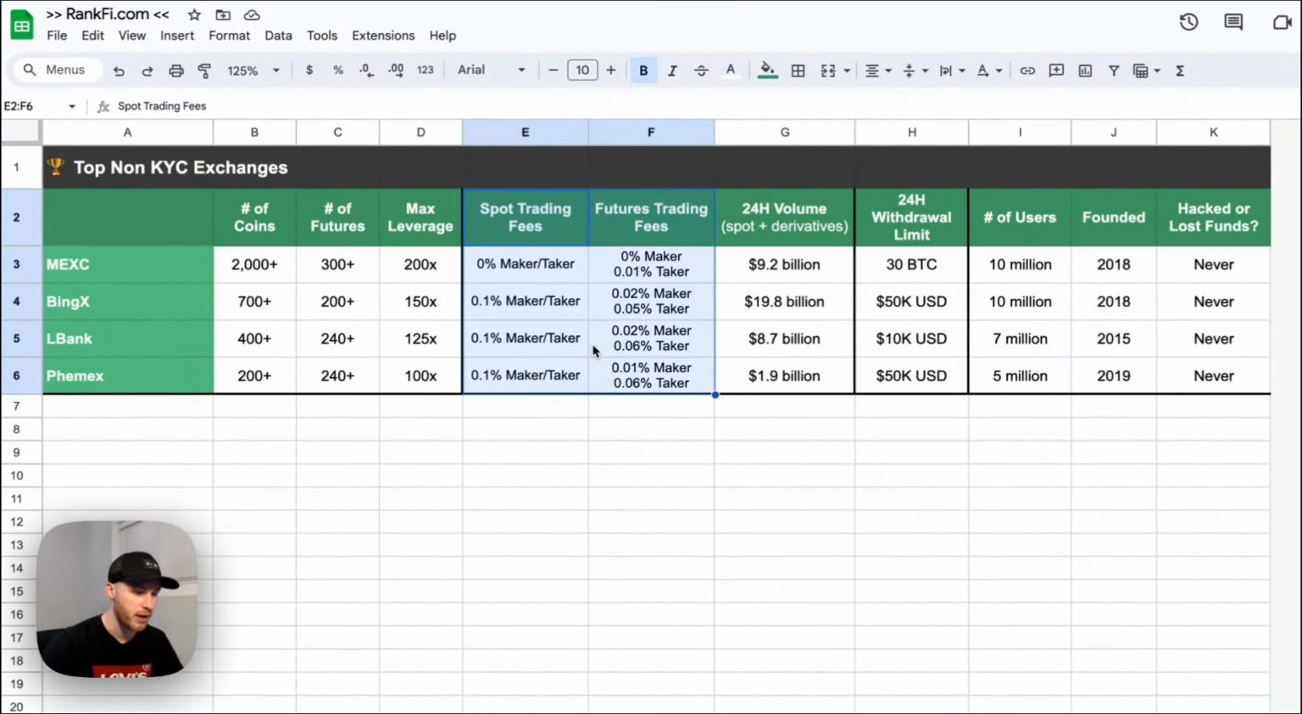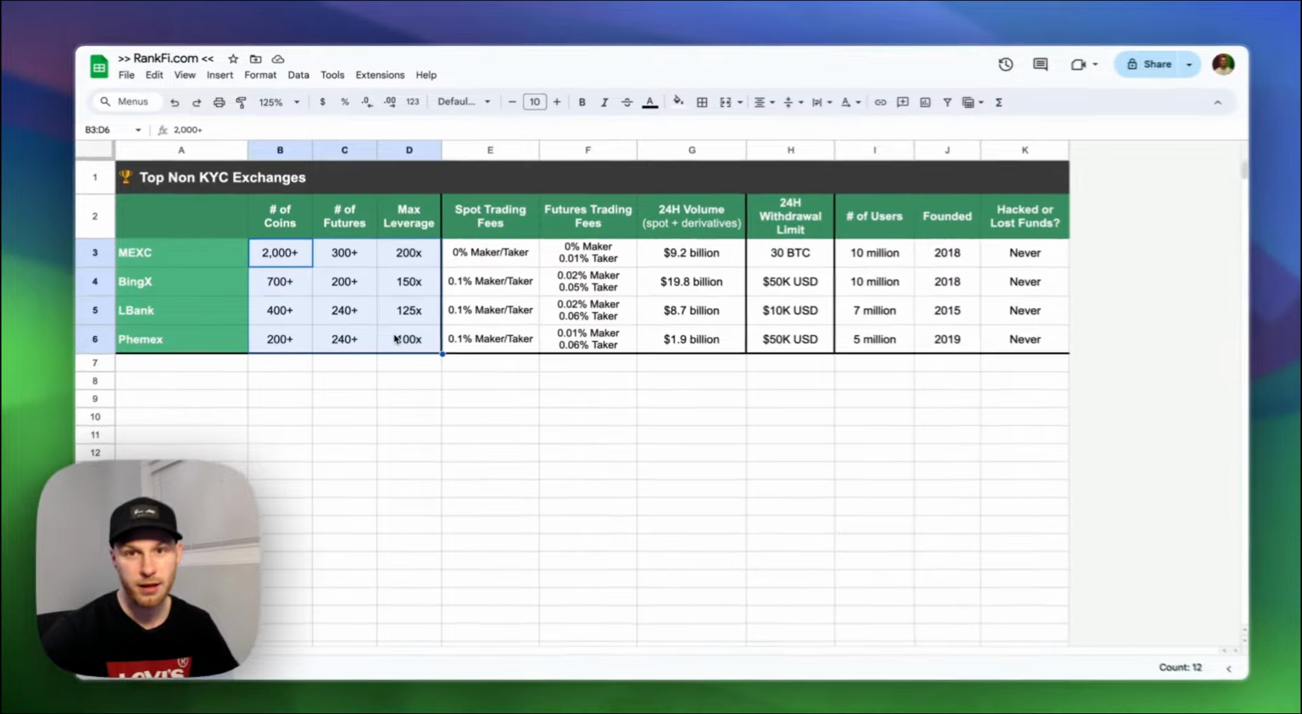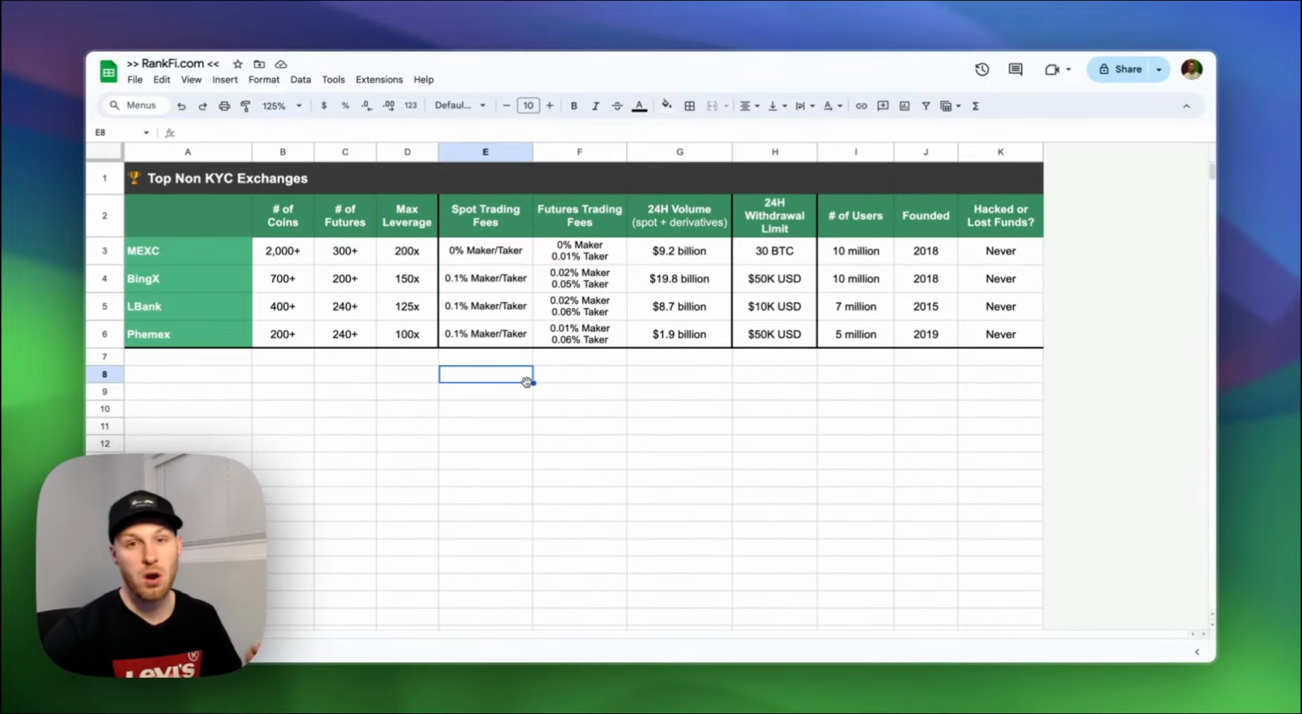They all have low trading fees, substantial trading volume, millions of users, and good security, in my opinion. And of course, hundreds and even thousands of altcoins that you can trade in this market. And all of these platforms are listed below with the best trading discounts available.